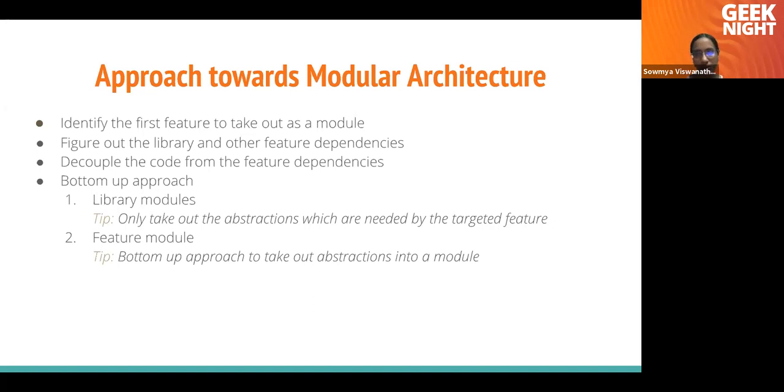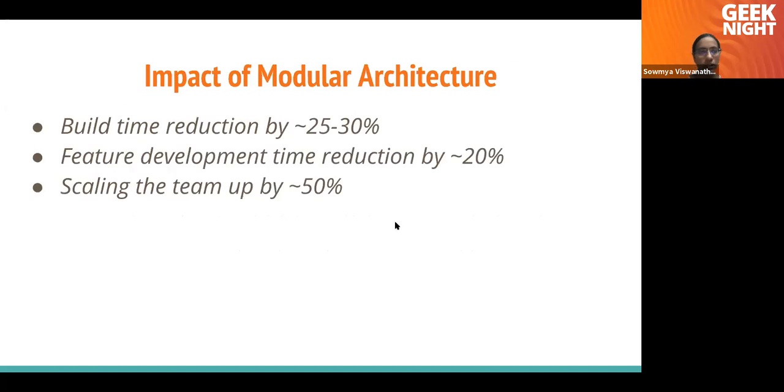Next, after doing this for a couple of features, what we saw was that the build time was reduced by 25 to 30%. Since we started building the feature modules in the CI, we could run the tests in parallel. And since the feature to feature dependency was reduced, any change in the purchase module need not involve the other modules to be built. So the build time was reduced significantly.